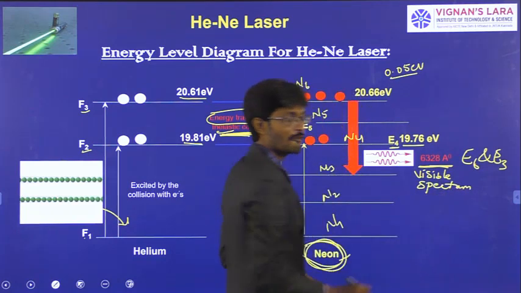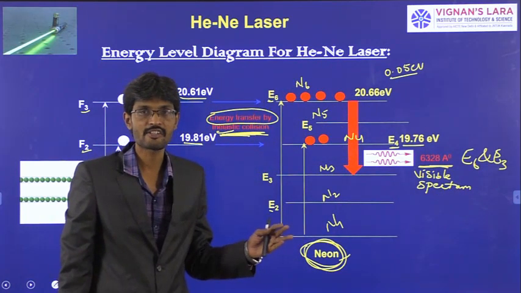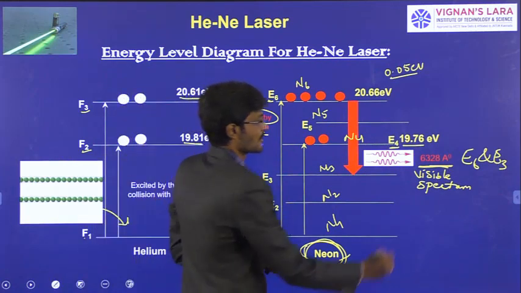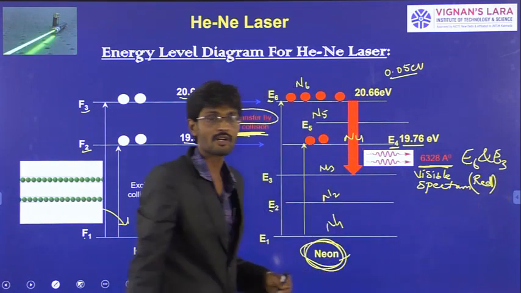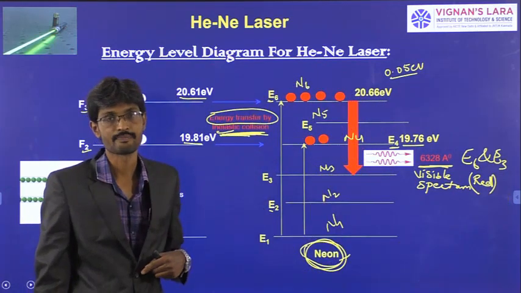What is the wavelength range of the visible spectrum? 4000 angstroms to 7000 angstroms. So the color of this laser is red. So from the helium neon laser we get a red color laser.